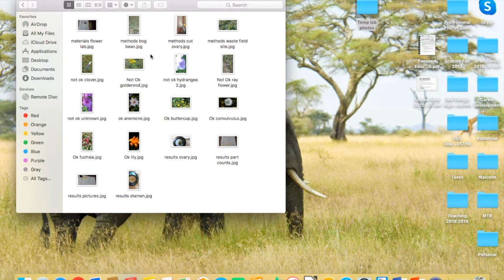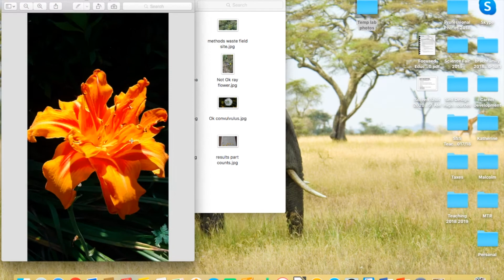I do want to tell you a little bit about what makes a good flower for this lab and what makes a not so good flower for this lab. So let's start with a good flower. So this here is a lily. Now, I didn't use this lily for the lab because it's a really nice flower. I didn't want to destroy it. But it would be a great flower to do this lab with.